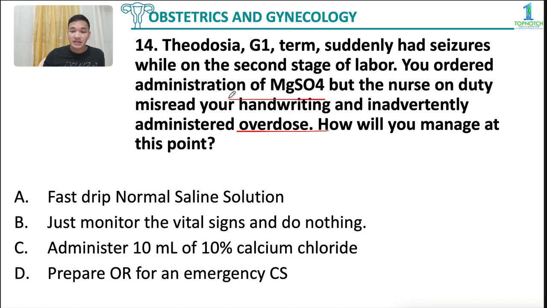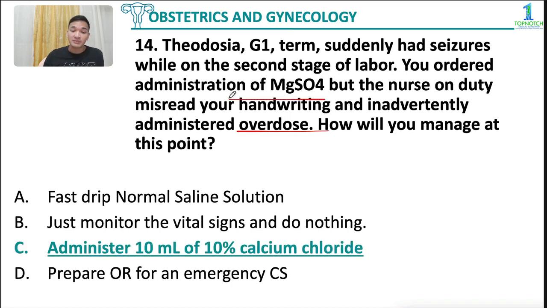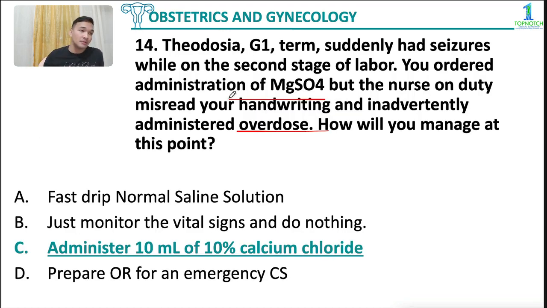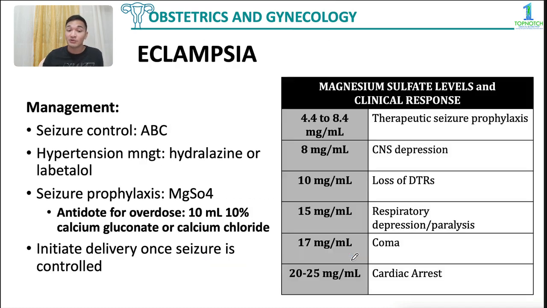Overdose ng magsulfate. Ano ang binibigay? 10 ml of 10% calcium chloride. Okay? Paano naman pag hyperkalemia? Pag hyperkalemia is 10 ml of 10% calcium gluconate. Okay? So, dito naman overdose ng magsulfate is 10 ml of 10% calcium chloride. Okay? You should also memorize kung ano ang mga clinical presentation at different magnesium sulfate levels. Okay?